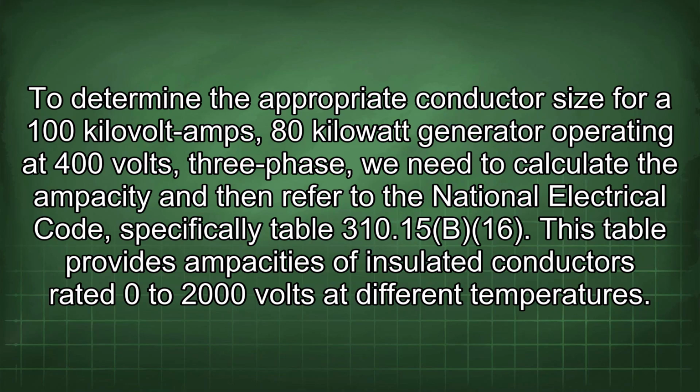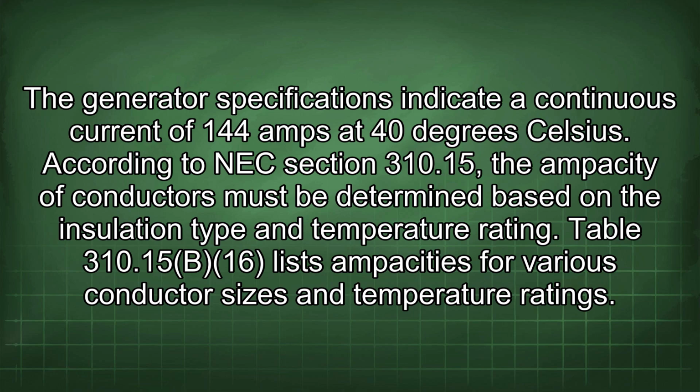To determine the appropriate conductor size for a 100 kVA, 80 kW generator operating at 400 volts, 3-phase, we need to calculate the ampacity and then refer to the National Electrical Code, specifically Table 310.15(B)(16). This table provides ampacities of insulated conductors rated 0 to 2000 volts at different temperatures. The generator specifications indicate a continuous current of 144 amps at 40 degrees Celsius. According to NEC section 310.15, the ampacity of conductors must be determined based on the insulation type and temperature rating.